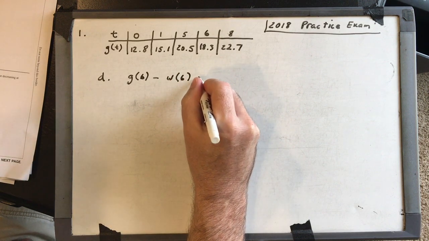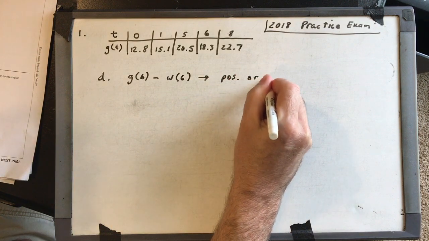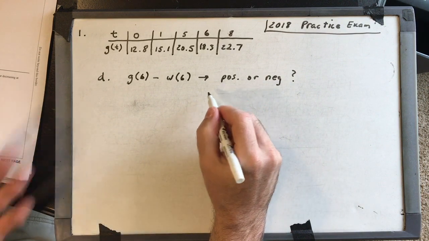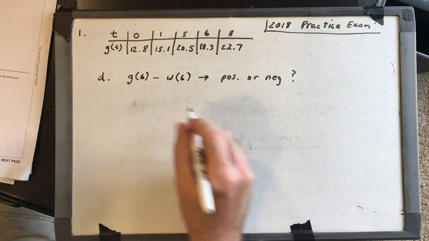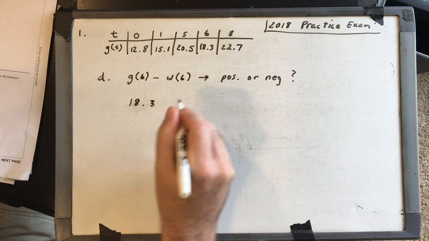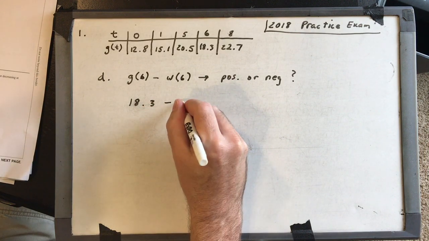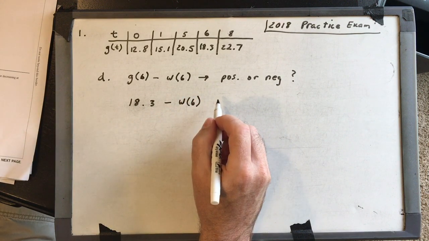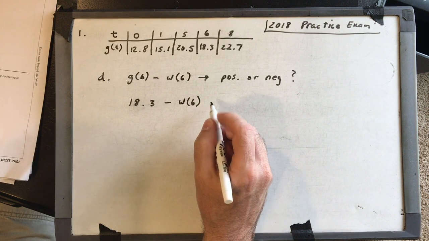So is this positive or negative? If it's positive, then the amount of grain in the silo is increasing. If it's negative, then it's decreasing. So g of 6 we know is 18.3. W of 6, you would plug into the function, the 32 times the square root of sine of pi t over 74. You just plug 6 in for t.